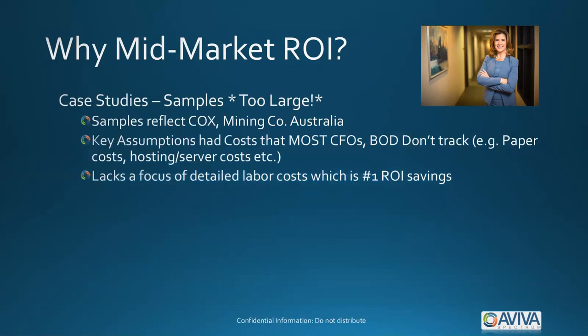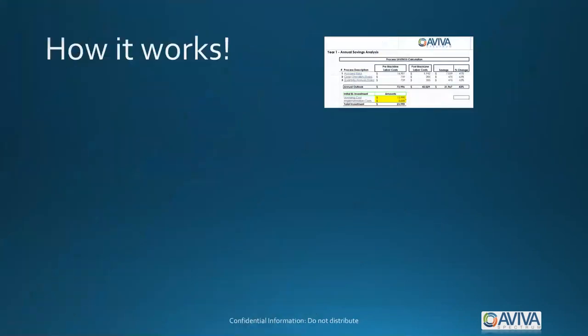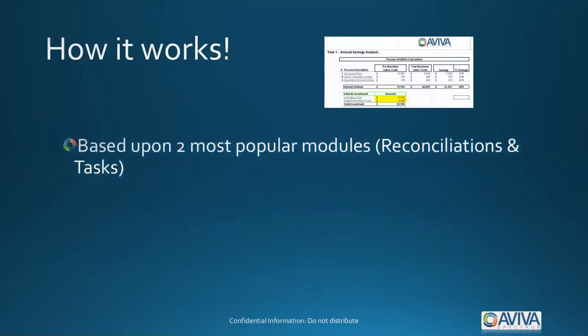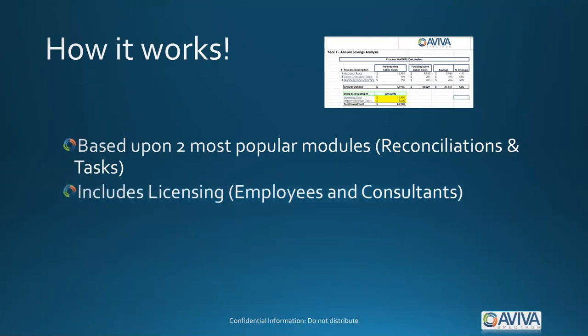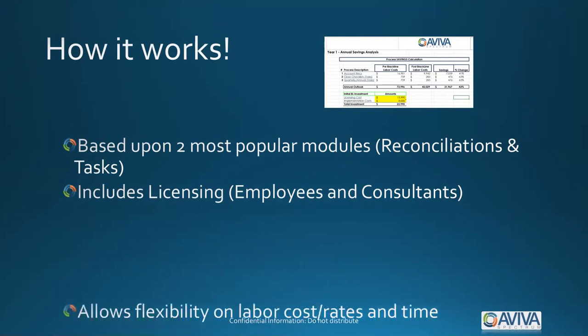Other items that I felt we saw was a lack of focus on the very detailed information of what goes into the labor costs, the timing, etc., which is really the number one savings you're going to get when you evaluate BlackLine pre and post. I'm going to explain how our template works line item by line item with you very shortly, and yes, you can get a free download of it. Based on the two most popular modules, Recs and Tasks, we're going to share with you in this template how we came up with the ROI calculations, and we also included some of the licensing fees to include both employees and consultants.